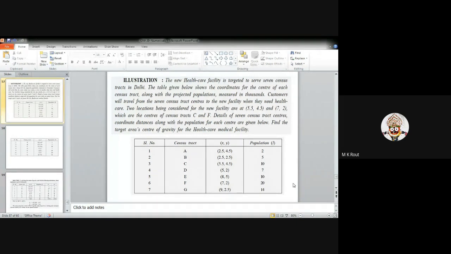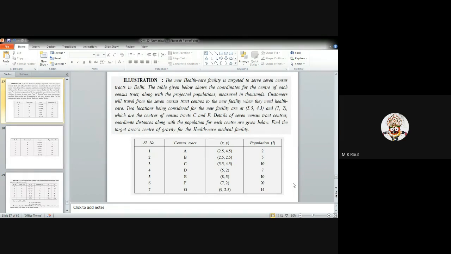A healthcare unit is going to open in Delhi, so the healthcare unit organization has tracked 7 locations. Out of the 7, they have chosen census tracts C and F: the value for C is given as 5.5 and 4.5, and for F it is 7 and 2. So you have to find the best center of gravity for the healthcare medical facility.